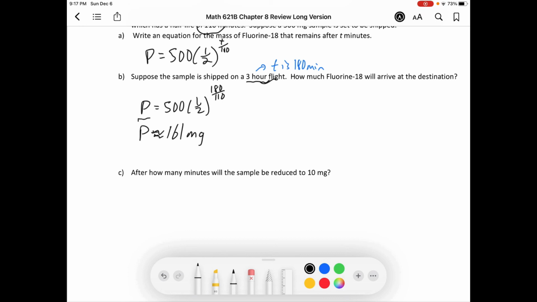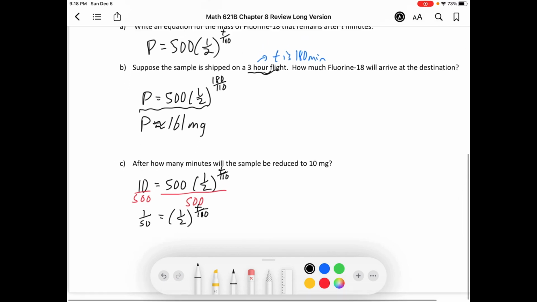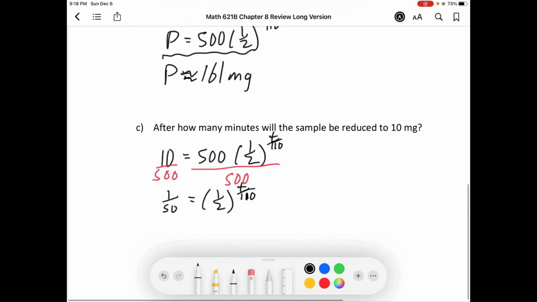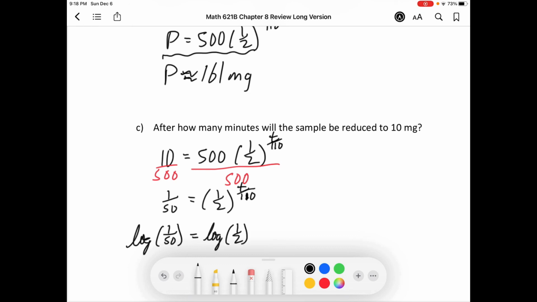So let's take this equation that's up here and put in 10 for P. And we get 10 equals 500 times 1/2 to the t over 110. First thing I'll do here is try and isolate my exponential term. So I'll divide by 500. That'll get me 1 over 50 equals 1/2 to the t over 110. Next thing I'll do is take the log of both sides. So log of 1/50th, which you can call 0.02 if you want, equals the log of 1/2 to the t over 110.